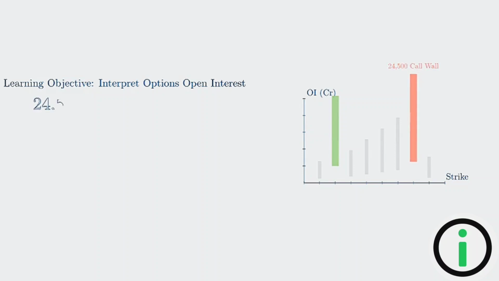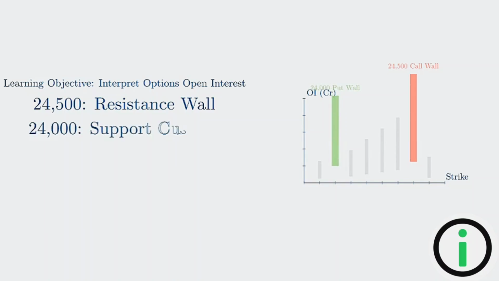Notice the massive concentration of call OI at the 24,500 strike. When traders write or sell calls at this level, they are betting that the price will not go above it. This makes 24,500 the single largest resistance concentration on the chain. On the flip side, we have the heaviest put OI at 24,000. This acts as our key support cushion for the week.